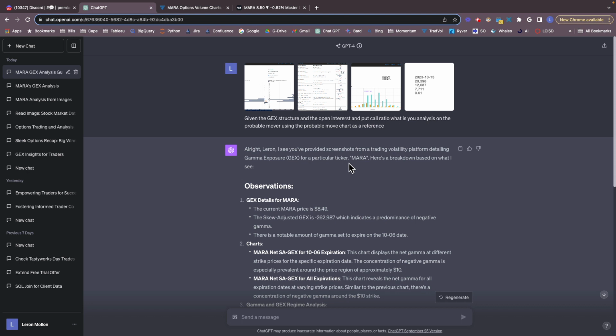And so, guys, this is why I want to share this with y'all. This is your juicy, smooth out your learning curve, get trading volatility using ChatGPT, guys.